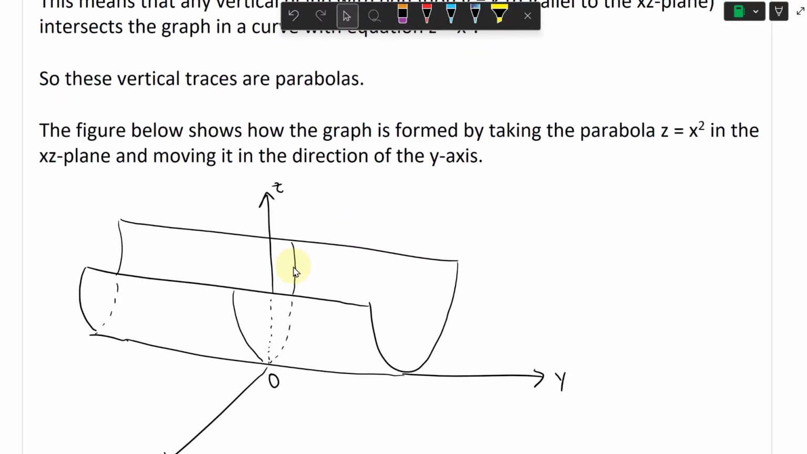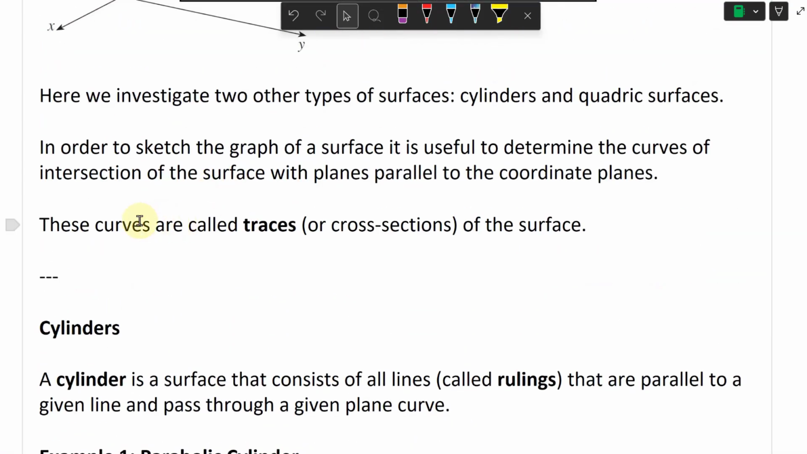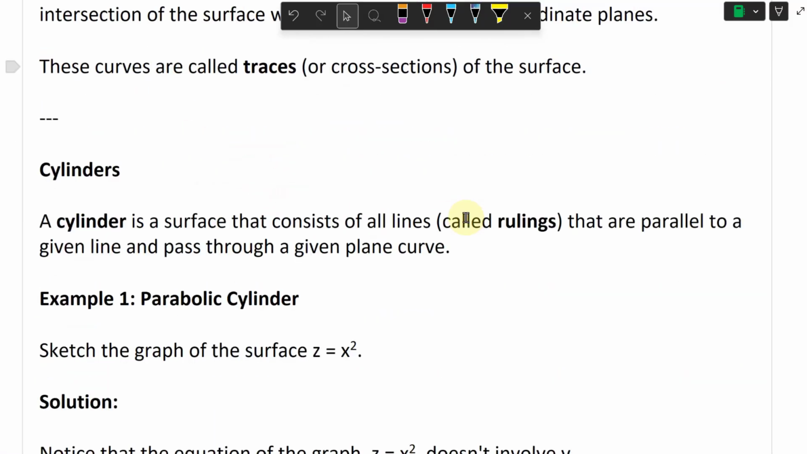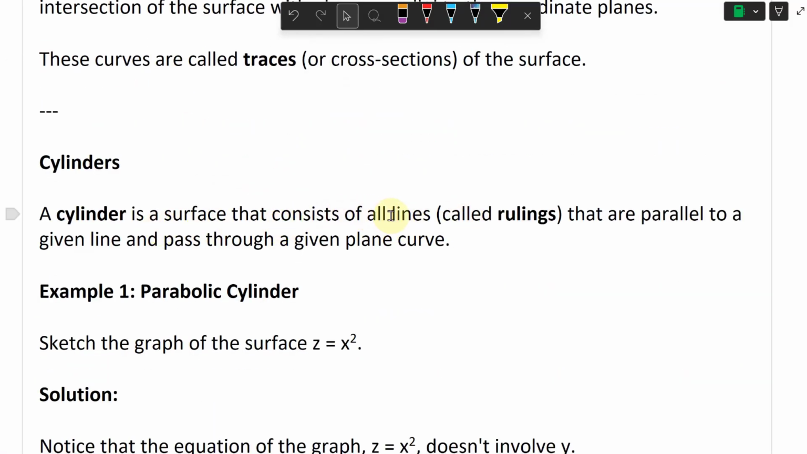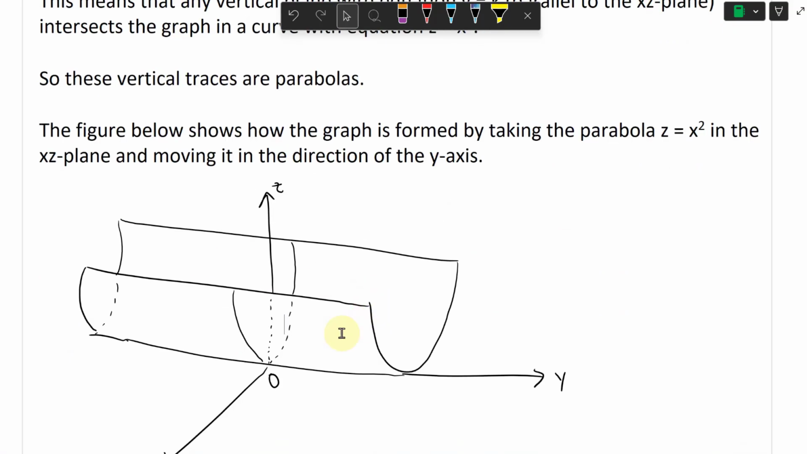All right. So now the next step is we're going to draw the rulings. Remember the definition right here. These curves are called traces or cross sections, and then actually this part right here: a cylinder is a surface that consists of all lines called rulings that are parallel to a given line and pass through a given plane. So this is the plane. All these parabolas make infinite parabolas along the y-axis, and then you're going to have rulings, basically a bunch of lines, all parallel in this case to the y-axis. It's parallel to this y-axis.